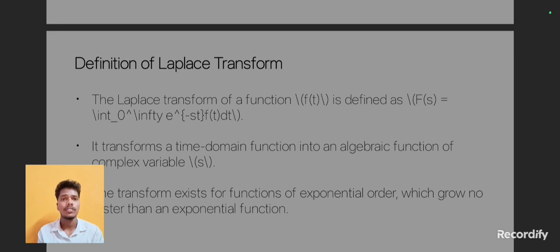Definition of Laplace transform. The Laplace transform of a function is defined as an integral from zero to infinity. It transforms a time domain function into an algebraic function of a complex variable. The transform exists for functions of exponential order, which do not grow faster than an exponential function. We use some theorems to solve difficult problems, and these theorems make the problems easier to solve.